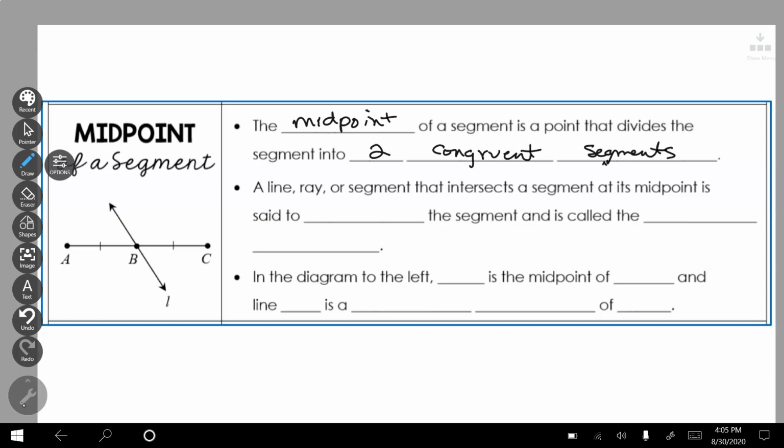So looking at this picture here, see these little tick marks right here, they indicate that AB, the length of AB is equal to the length of BC. Because there's one tick mark here, one tick mark there. That means they're exactly the same. So two congruent segments are two segments that have the same length.